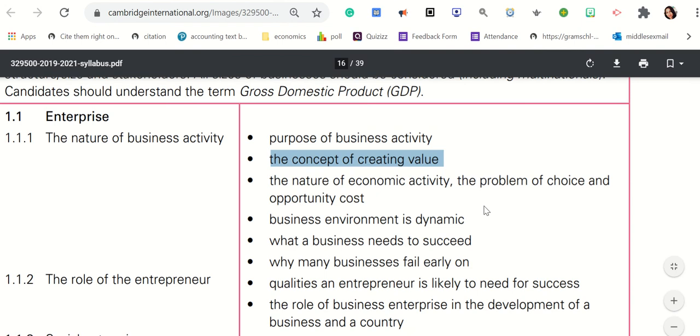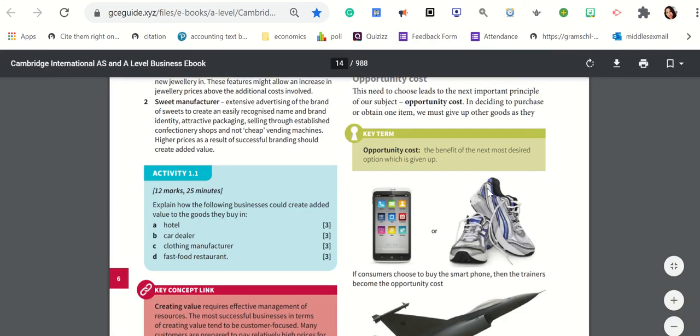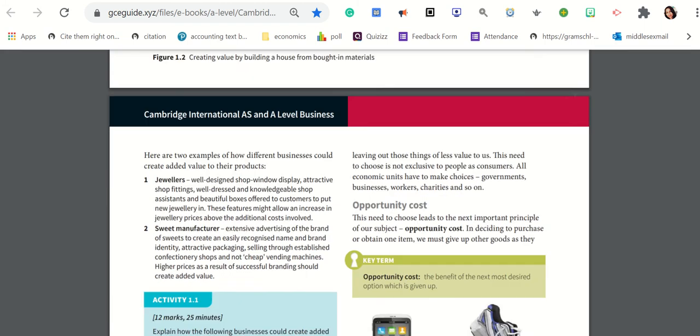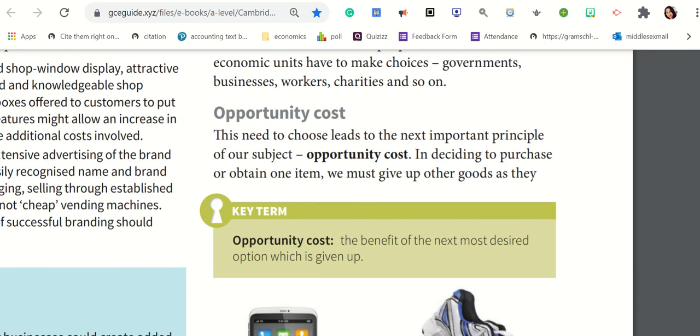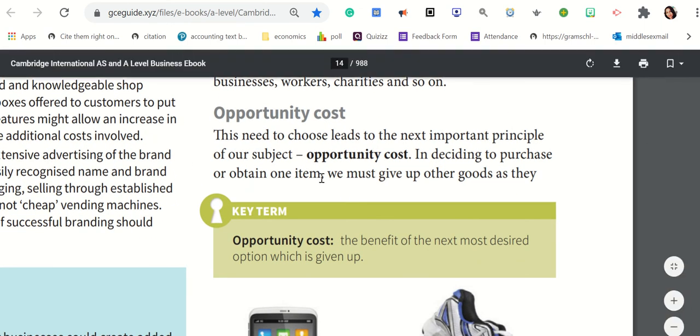Now, the nature of economic activity and the problem of choice and opportunity cost. Now, what are we going to learn here? First, you need to have an understanding of what opportunity cost means. This is the benefit of the next most desired option which is given up.